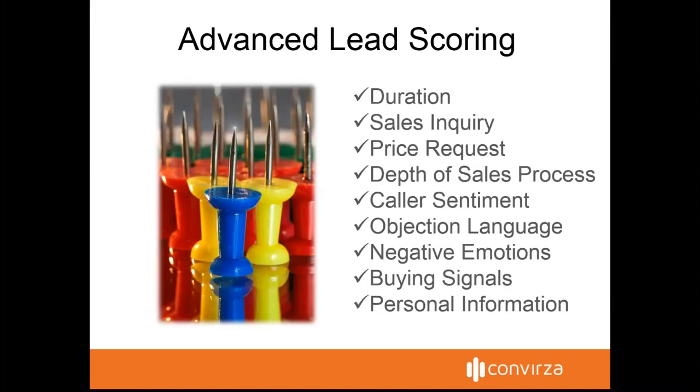So here's a few of the factors that fall into our algorithms for lead scoring. These are not all of them, and I won't get into a ton of detail here because it's sort of our secret sauce and what we're building our whole value proposition around. But here are a few of the factors that we use to determine if a call was a good lead or a bad lead or a mediocre lead. First is duration. Duration is still important. It still matters. It's a part of our algorithm.